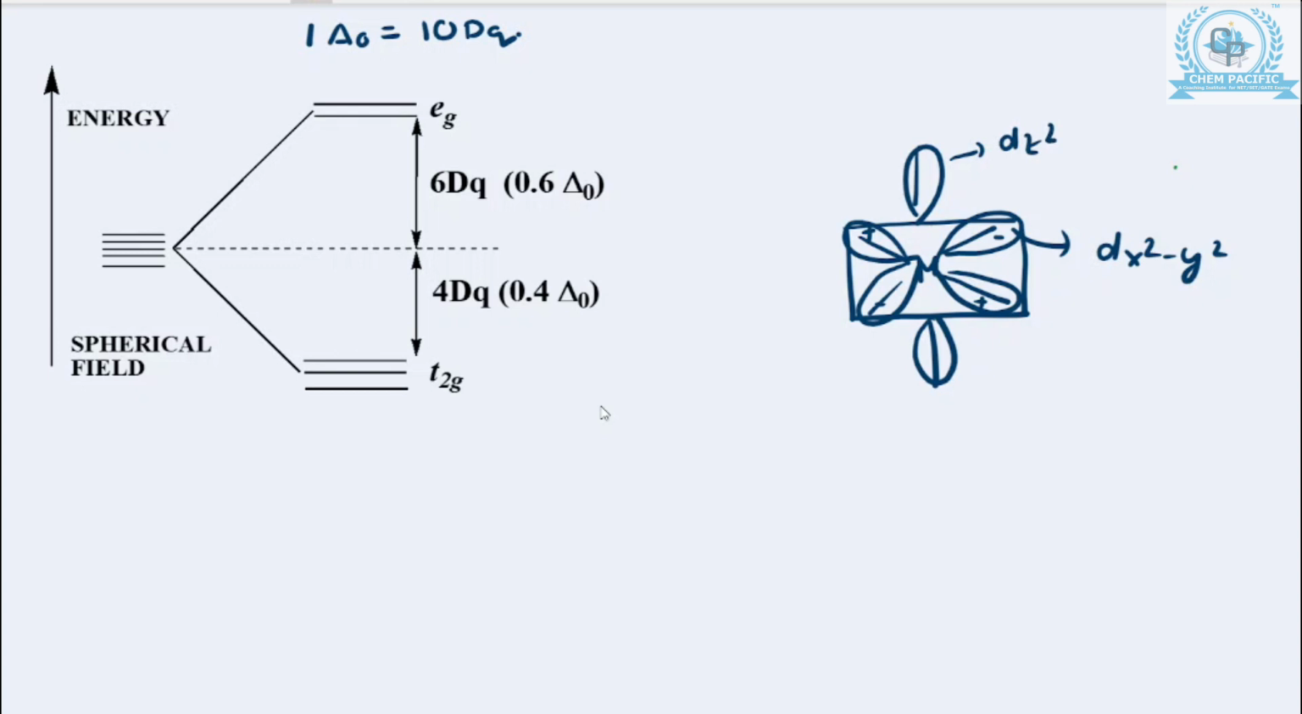So as of now this is the metal, the ligand has not approached yet. Now the ligands approach, which is along the axis.